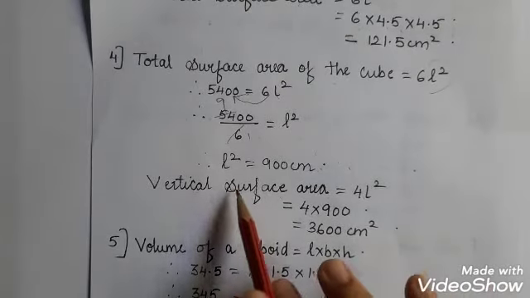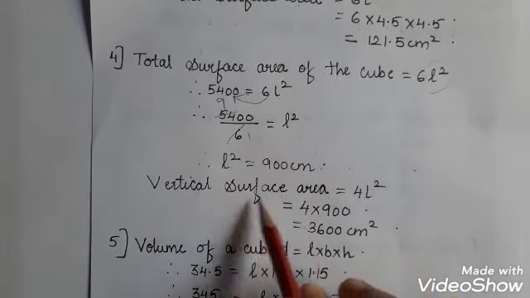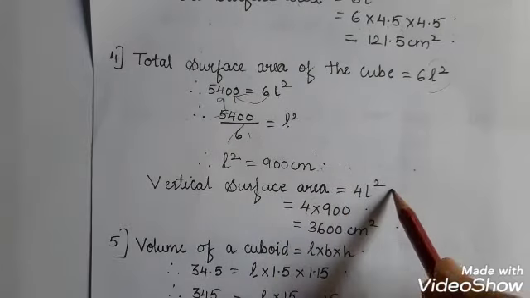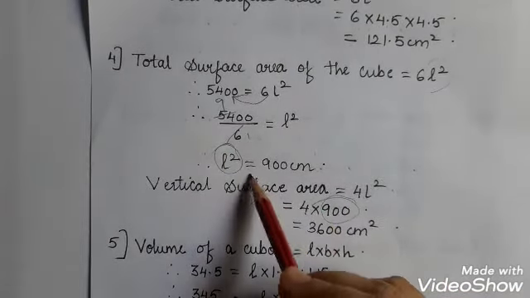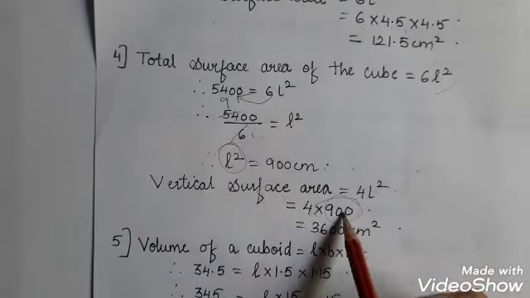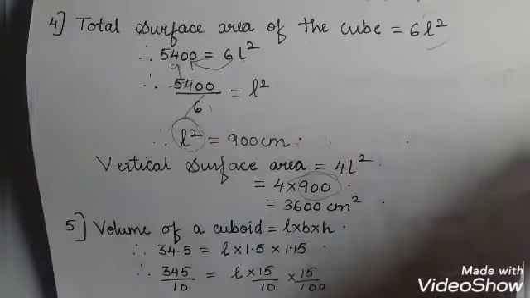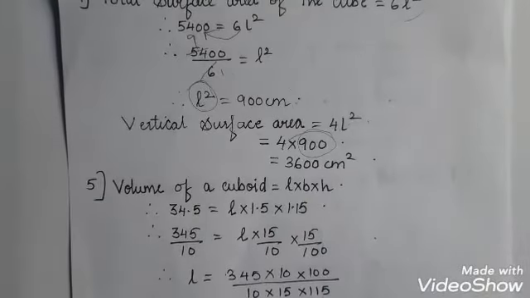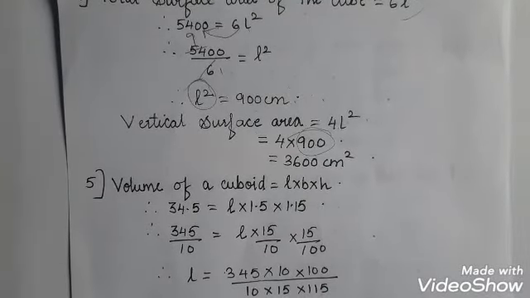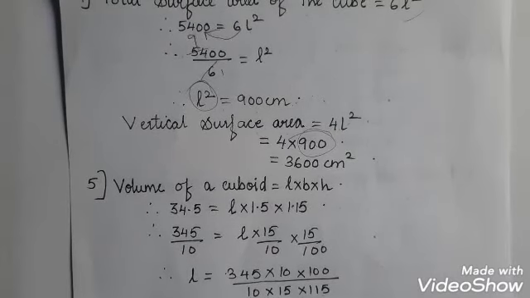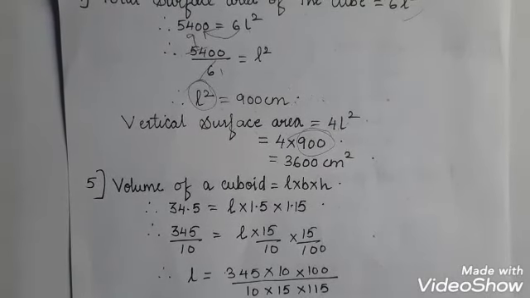Now find the vertical surface area. So the vertical surface area is 4L square. So what is the value of L square? 900. Okay, so in place of L square I write 900, which is equal to 3600 centimeter square. Okay, so the vertical surface area is 3600 centimeter square.